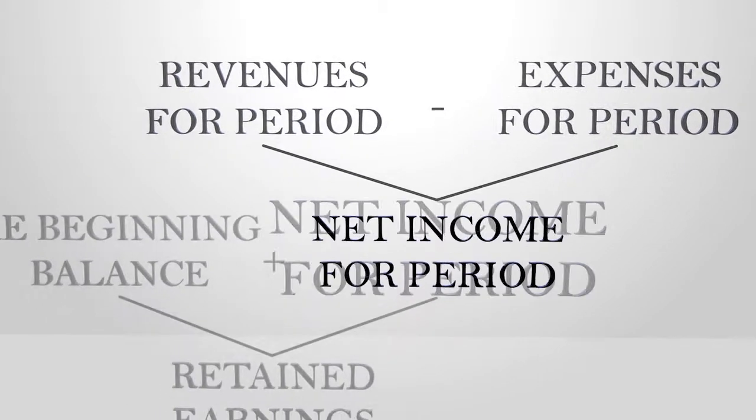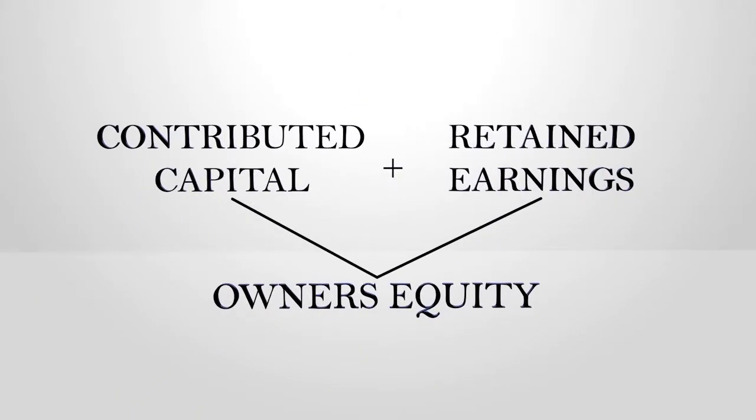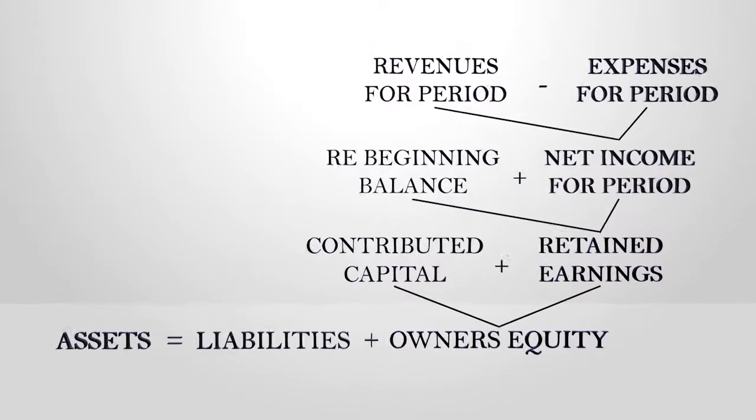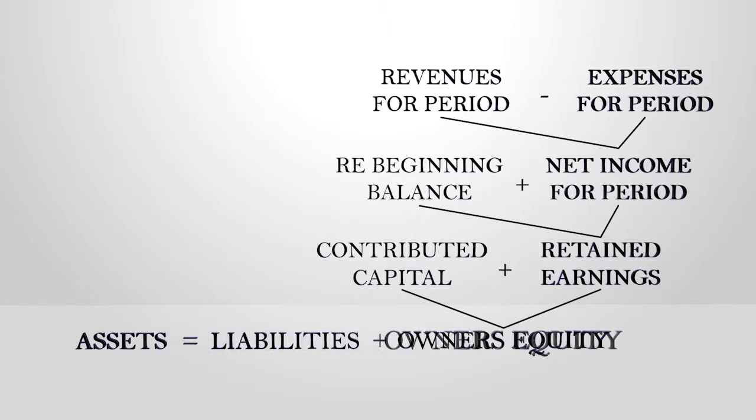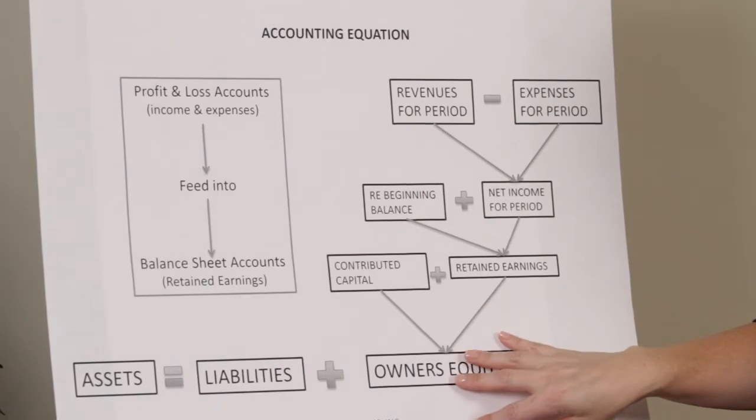So that net income for the period goes to the balance sheet as retained earnings, but it also joins in the net income from all the previous periods, which is the beginning balance of the retained earnings. So the beginning balance of the retained earnings and the new net income are your new retained earnings, plus all the money that the owners or shareholders put into the company. So contributed capital plus your retained earnings equals your owner's equity. So assets equals liabilities plus owner's equity. This is the profit and loss feeding into the balance sheet.